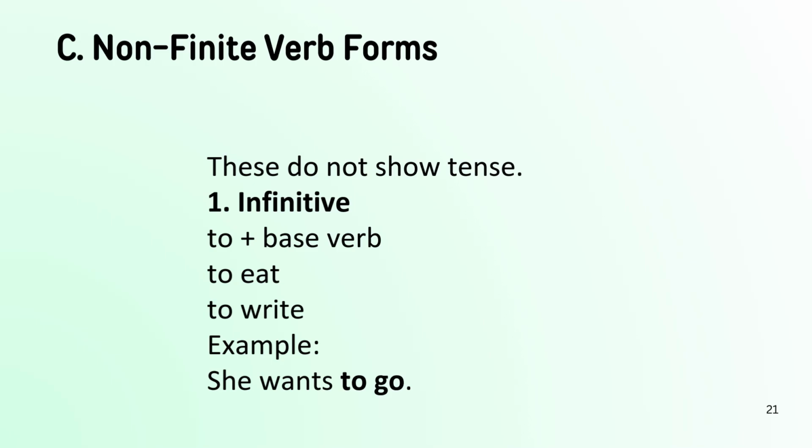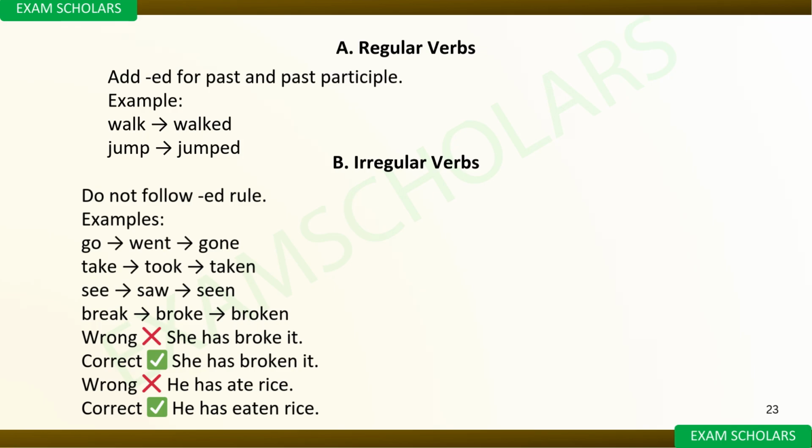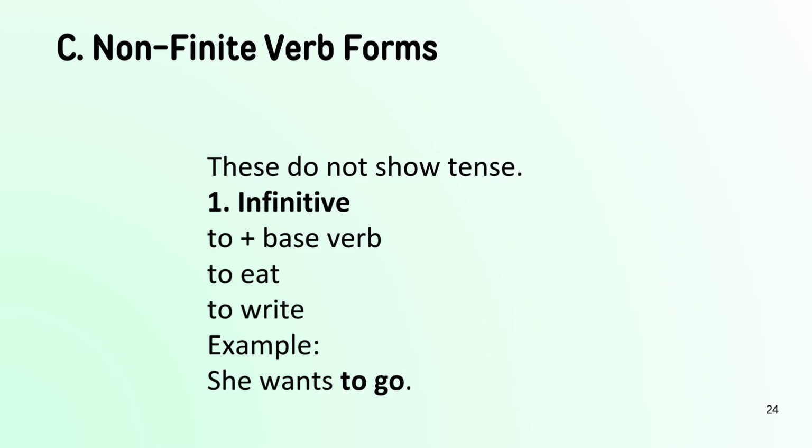So we have these non-finite verbs. We have the gerund verb. We have the regular, irregular. We have our non-finite verbs. Examples of the non-finite verb are the infinitive form, the gerund form, and the participles.